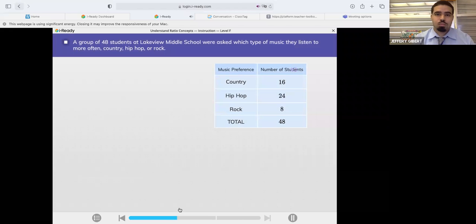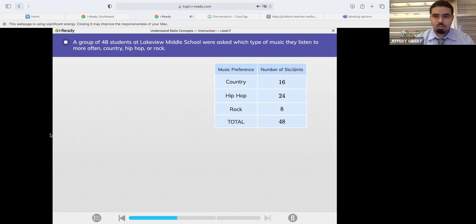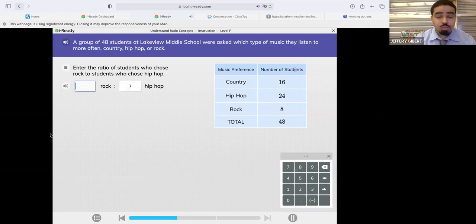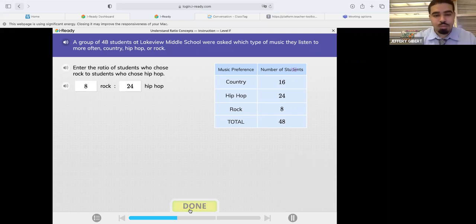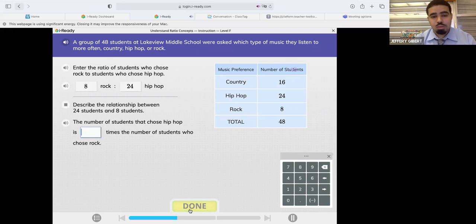A group of 48 students at Lakeview Middle School were asked which type of music they listen to more often, country, hip-hop, or rock. Enter the ratio of students who chose rock to students who chose hip-hop. All right, Leanna, how many students chose rock? 8. And how many chose hip hop? 24. All right. Describe the relationship between 24 students and 8 students.